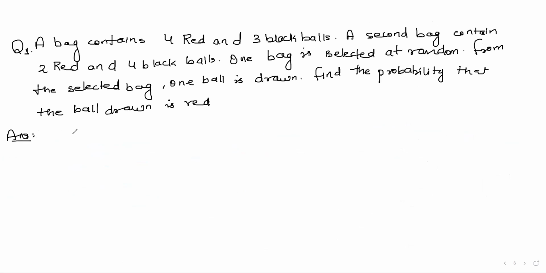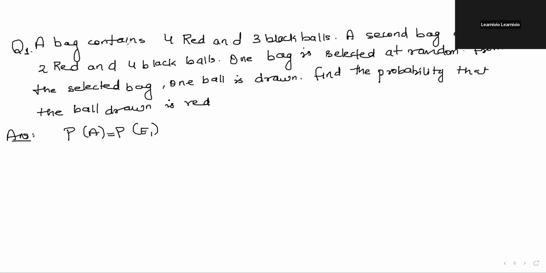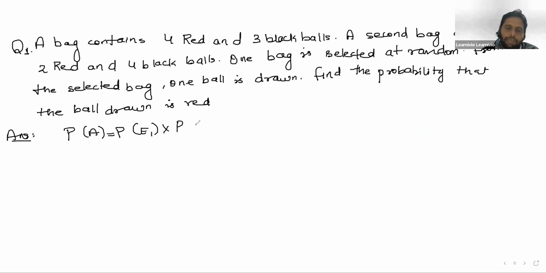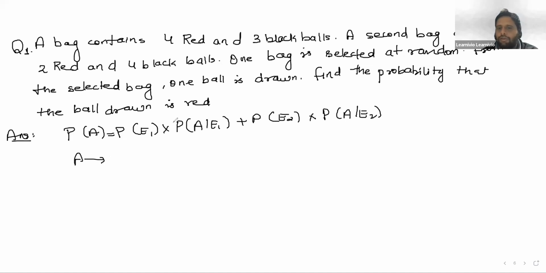What is the theorem? P(A) is equal to P(E1) into P(A by E1) plus P(E2) into P(A by E2), and so on. If there are 3 events, then we will extend this. Always take A, which we need to find. Here we need to find the probability that the ball is red.